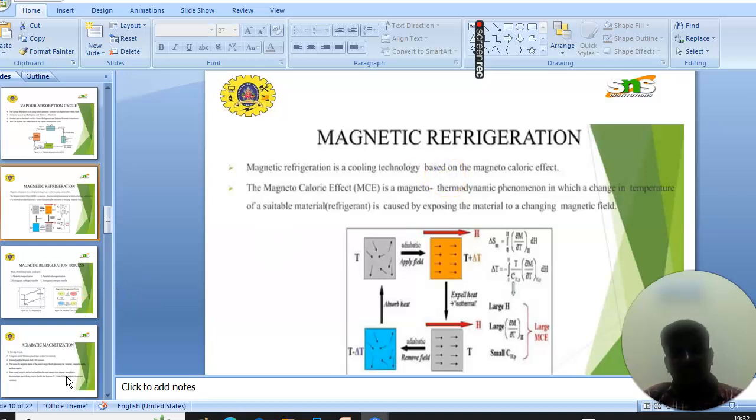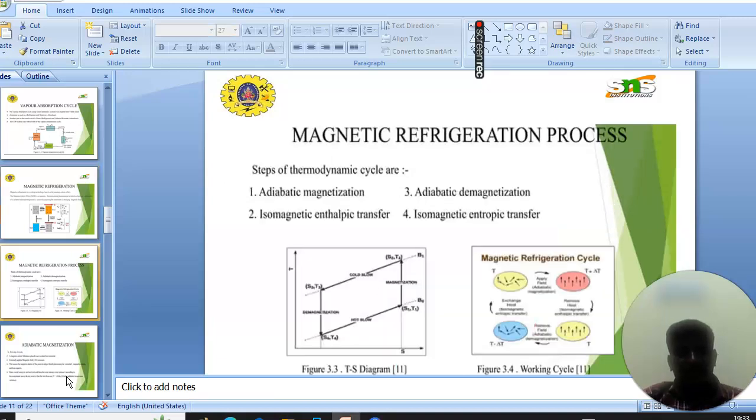Hi. In the previous slide, we discussed refrigeration and, in detail, the vapor absorption cycle. In this slide, we will discuss in detail magnetic refrigeration. Magnetic refrigeration is a cooling technology based on the magnetocaloric effect. The magnetocaloric effect is a magnetothermodynamic phenomenon in which a change in temperature of a suitable material is caused by exposing the material to a changing magnetic field.